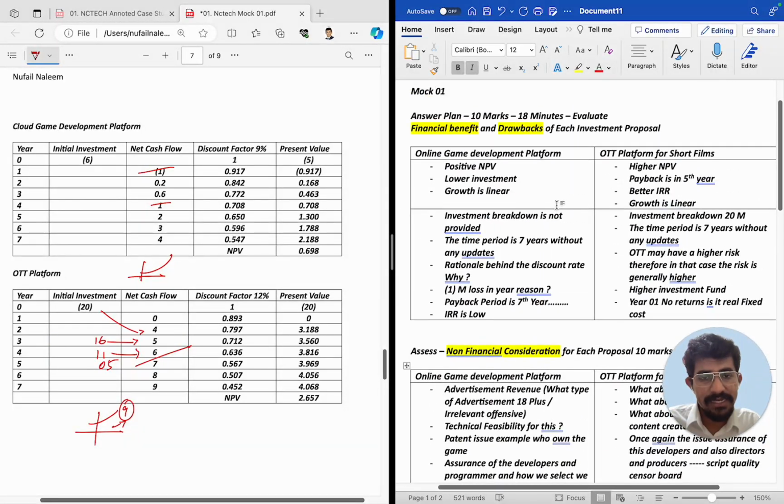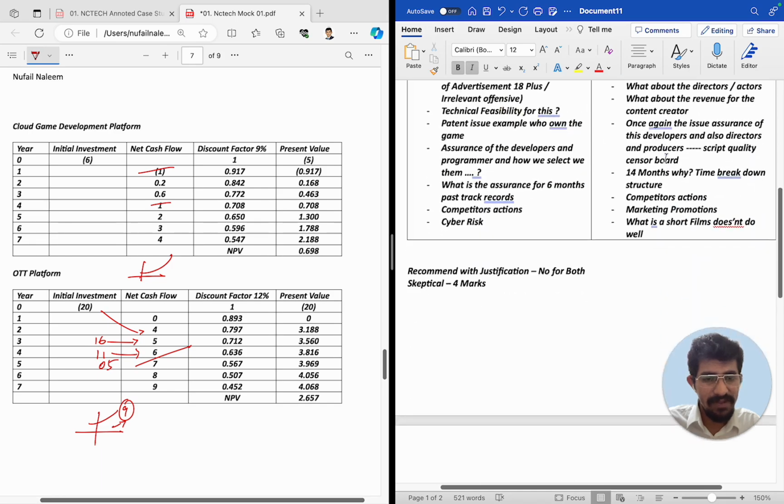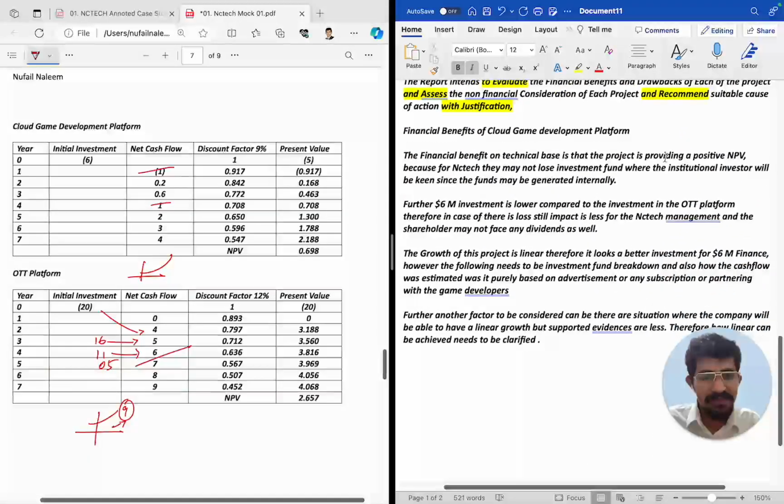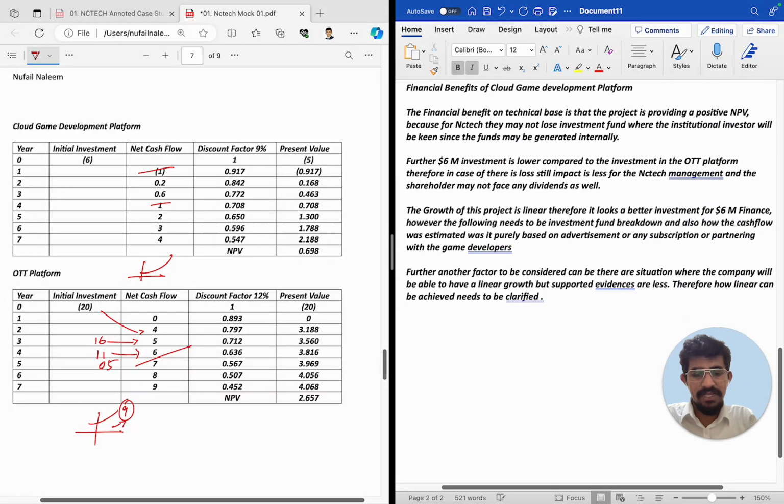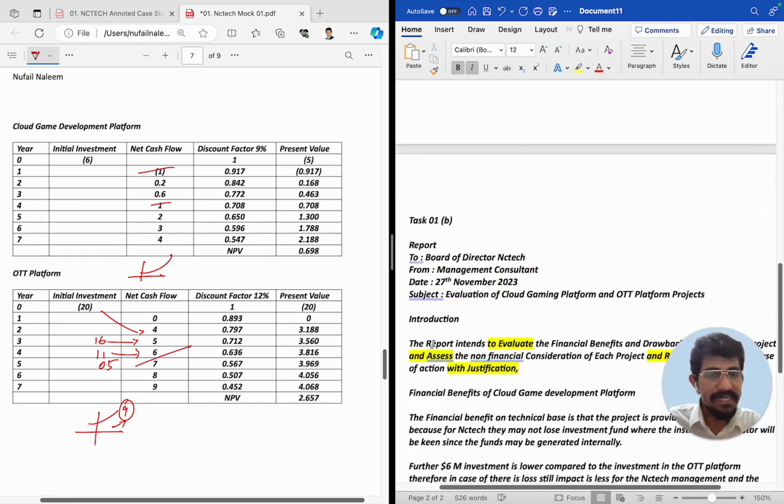Now, since that is also done, students, the next thing I can do is go for the financial benefits of the short film, so OTT platform. So let's go to that. So I'll write down here financial benefits of OTT platform. So students, now my report structure becomes very easy for the examiner to mark. It's not so complicated. It is very practical and easier.